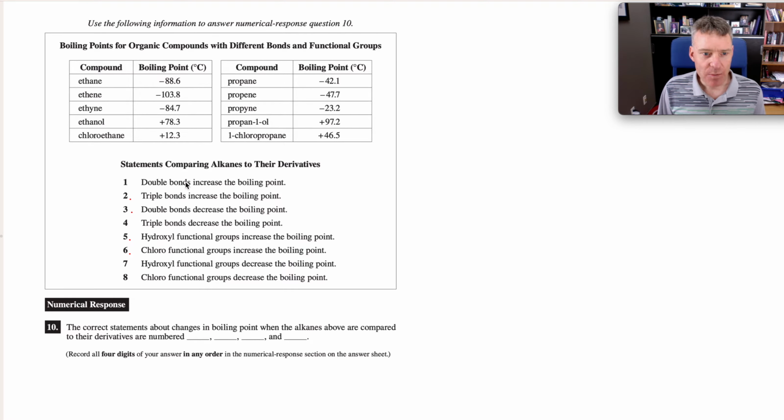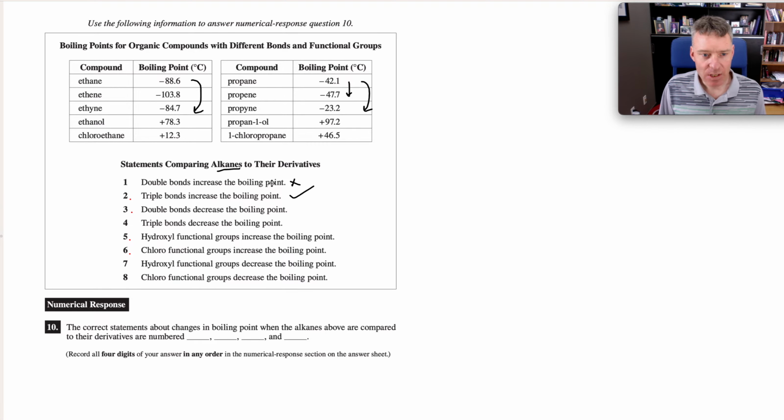So when you have a double bond compared to the ane, does the boiling point increase? No, they actually go down from minus 90 to minus 100-ish when you go from the ane to the ene. And same here, you're actually getting colder when you go from the ane to the ene. So that one doesn't work. Again, you just have to handle the integers. A triple bond, does that increase the boiling point? There we do have an increase in temperature. It's less negative. And here we have another less negative, an increase in temperature. So that works.